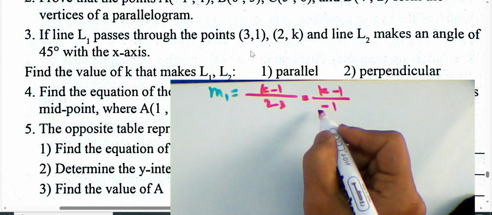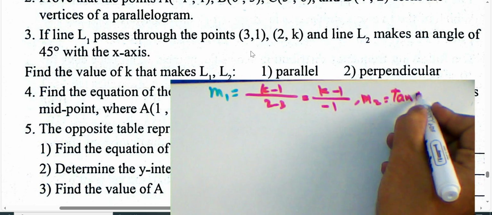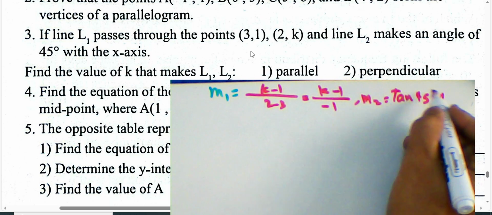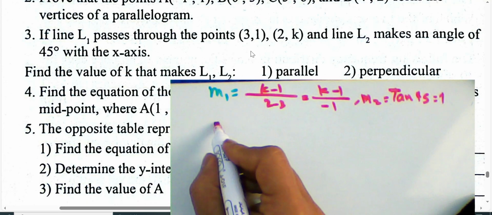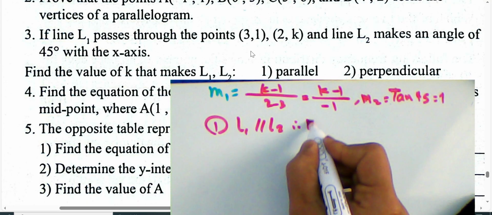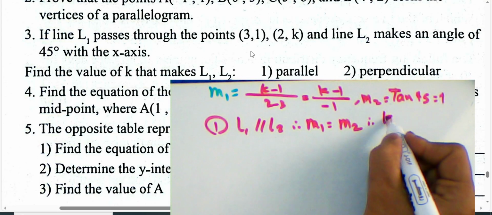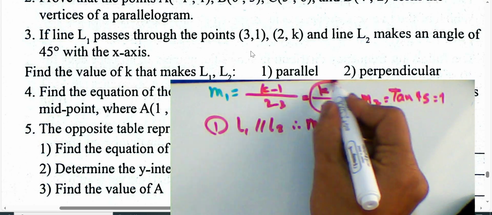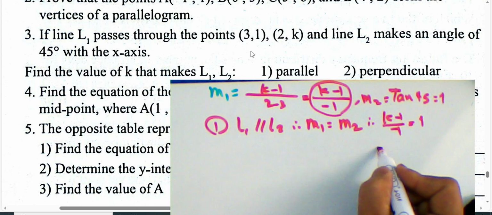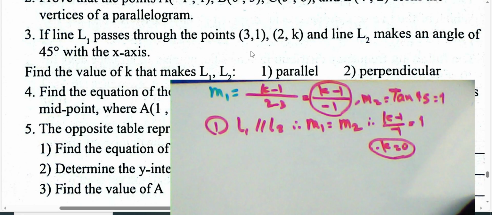This is slope 1. And slope 2 equals tan 45, and tan 45 equals 1. First condition, where L1 is parallel to L2, it means slope 1 equals slope 2. So k minus 1 over negative 1 equals 1, and the value of k equals 0. That's the first condition. And what about the second condition?